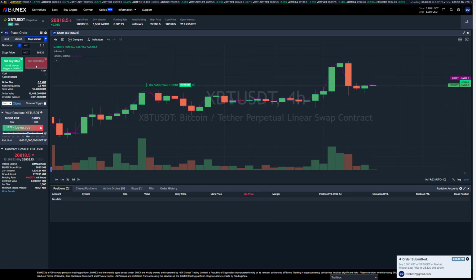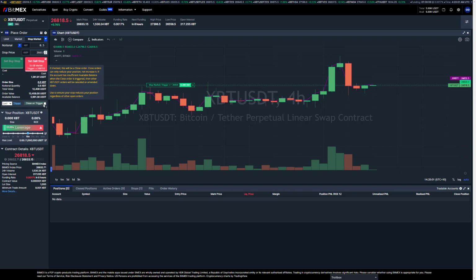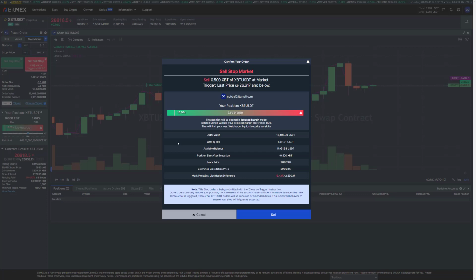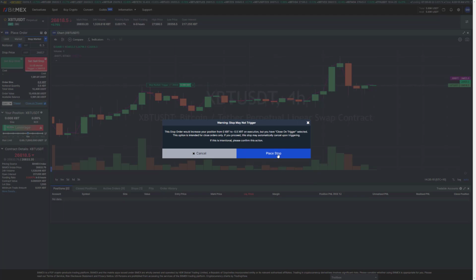The second thing I now go ahead and do is I keep my 0.5 there and I put in my stop loss, 26,617. This time, because this is a stop loss, I hit close on trigger. Tick that box. Once I have done that, everything is all correct. The numbers are the way they need to be. I hit this, double check everything in here to make sure that my levels and numbers are all correct. I hit sell, place my stop.